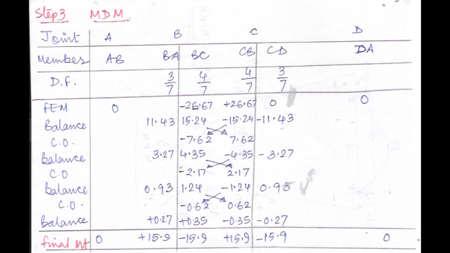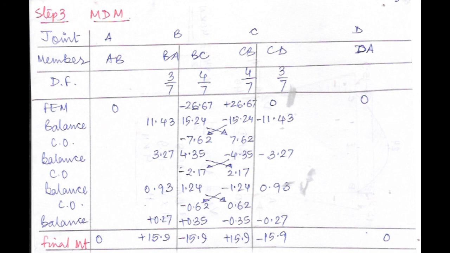Third row will be the distribution factor, 3 by 7, 4 by 7, as I have explained to you, 4 by 7 and 3 by 7. Next row is the FEM. So the problem starts from here. So you write down the values 0, minus 26.67, plus 26.67, 0, 0.